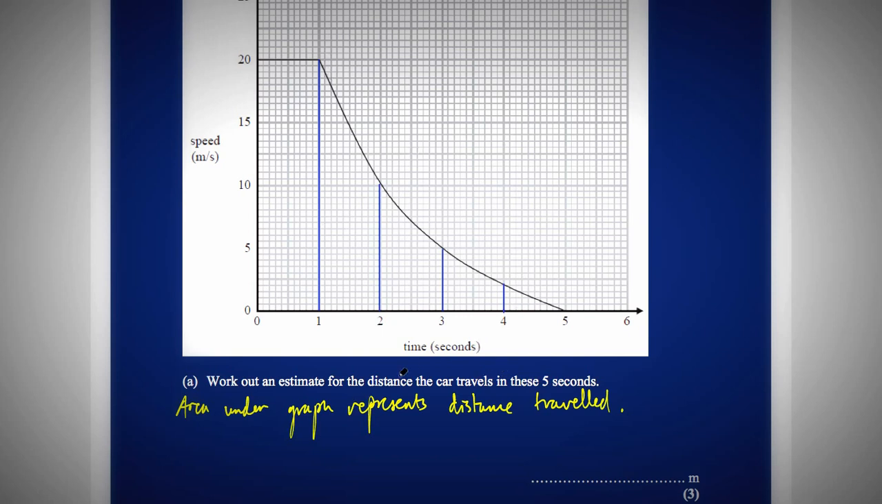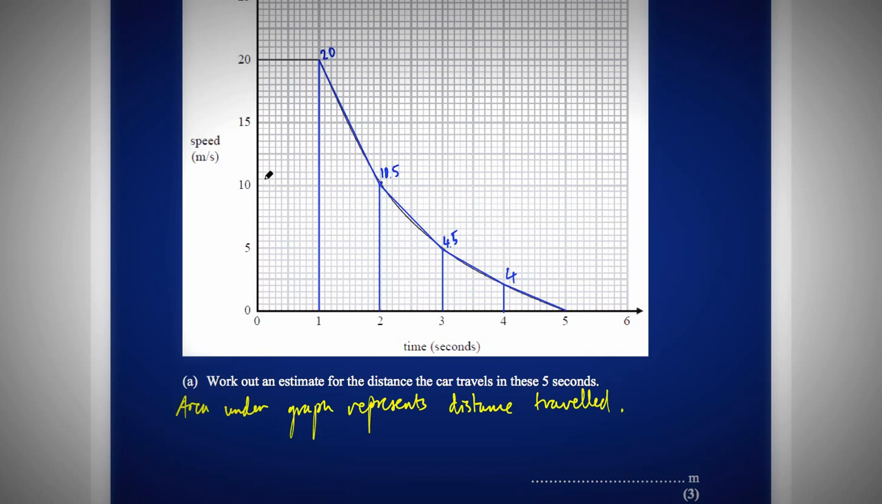It does say the distance the car travels in the 5 seconds rather than in the 4 seconds after it presses its brake. So I need to go from there to there, and I've got finally a triangle at the end taking me down to the 5 seconds. So I need to know the values at each of these corners, so that is obviously 20. At this point, the curve itself looks like it's around 10.5. This point, the curve is around 4.5. And at this point, the curve is on 4.